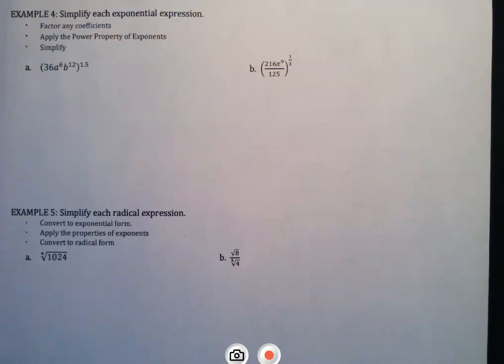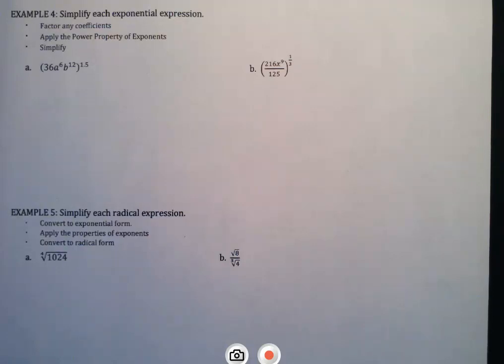All right, so example 4. We want to simplify each exponential expression. So I've got a couple clues here to help you. We want to factor any coefficients, apply the power property of exponents, and simplify. Okay, so we did 75, or hold on, I'm looking at the wrong problem.